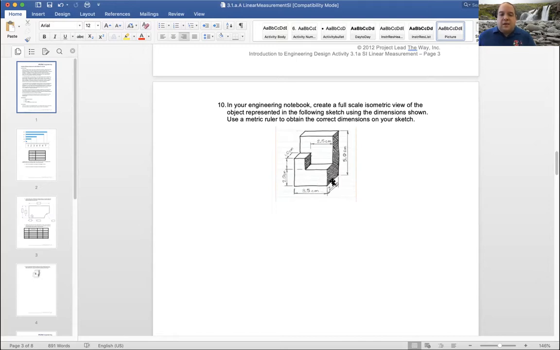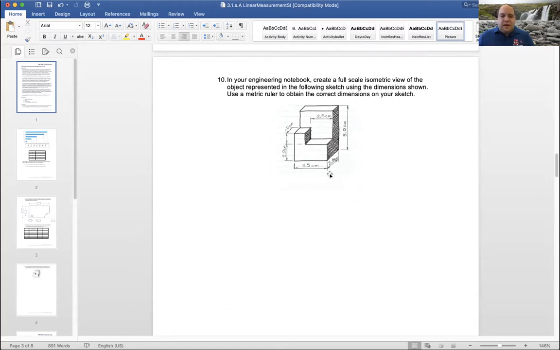When you're going back to the right, it says the depth is 2. You're going to make sure your depth is 2 centimeters. You're not counting boxes. You're using actual measurements. So use your ruler, all right, and count out the number of centimeters.